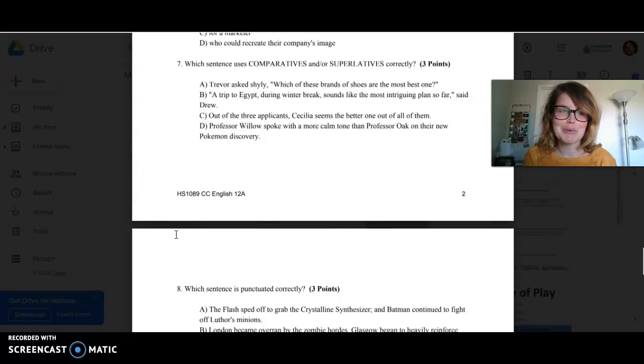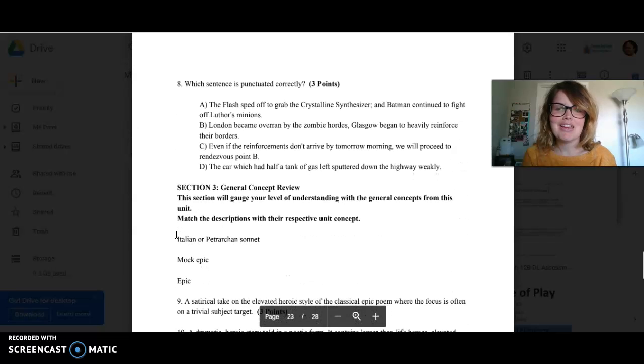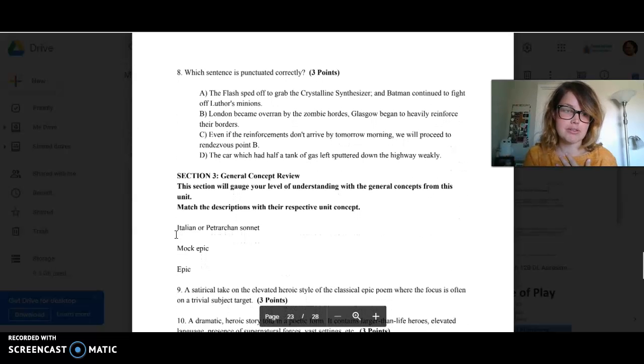I like that there's Pokemon in this. Those who know me understand. Number 8, I didn't write these, by the way. I did not do these.